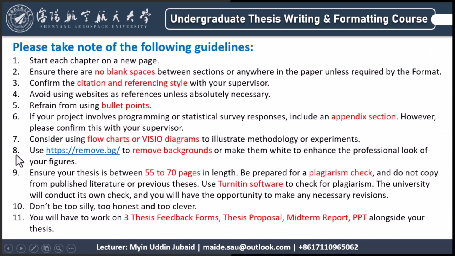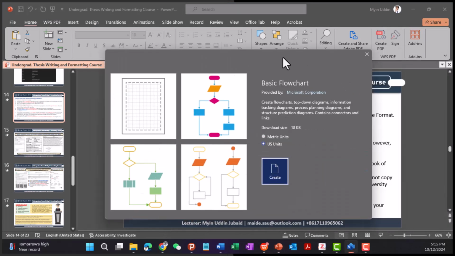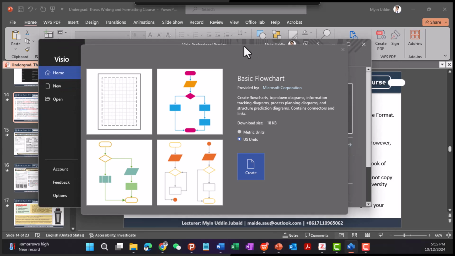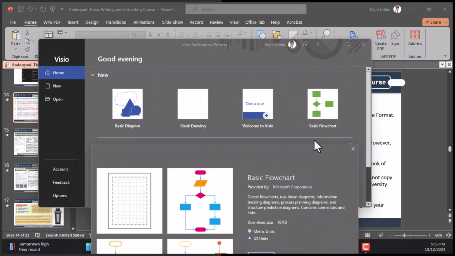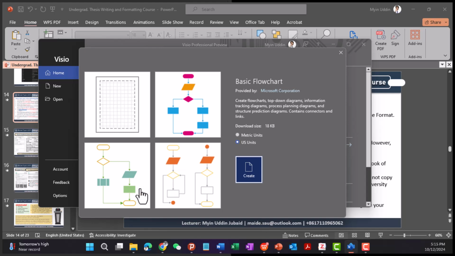And then the seventh point here: consider using flowcharts or visual diagrams, especially for engineering students or even economics students. Sometimes you will need diagrams like SWOT analysis or root cause analysis. And for engineering students, you may need to make research methodology diagrams. For this you can use software like Visio, which looks like this. It can be used for making diagrams like this. So by flowchart or Visio diagram, I mean diagrams like this.